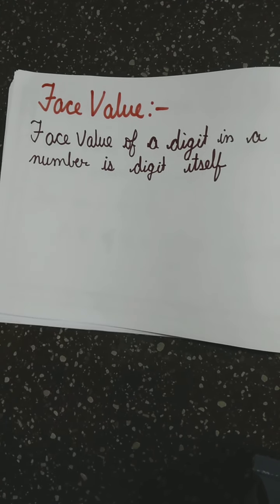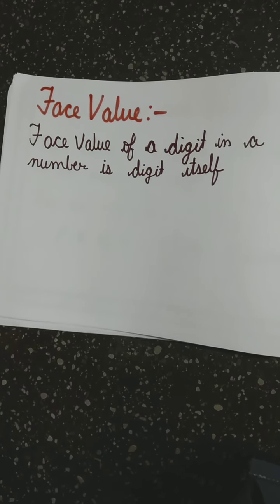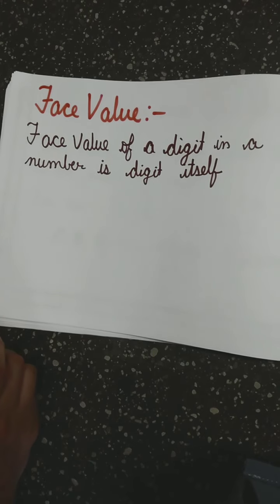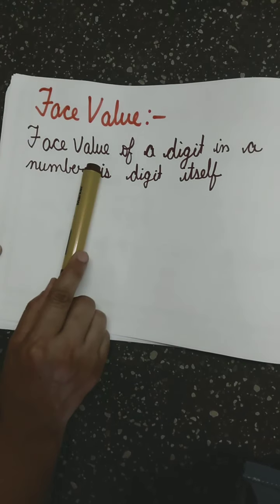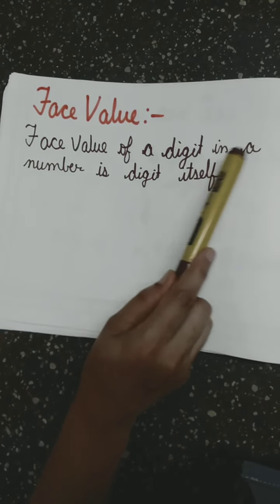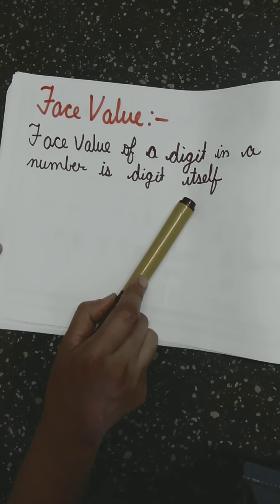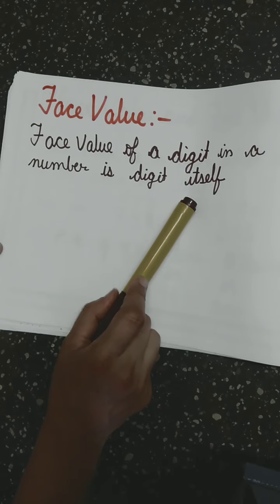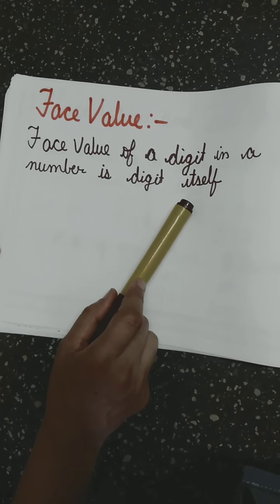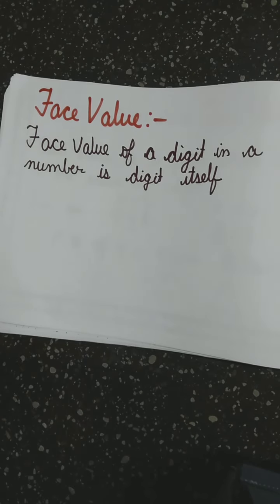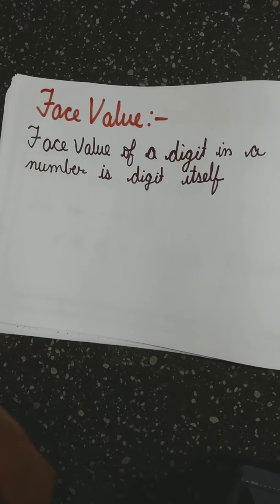Now after learning the place value, we will learn the face value. So the definition of face value is: the face value of a digit in a number is the digit itself. It means if we have to find out the face value of 3, then it will be 3 only. So let's understand this with the help of an example.